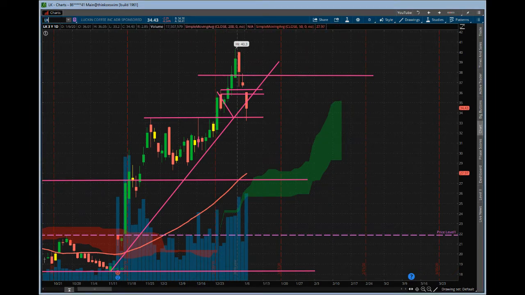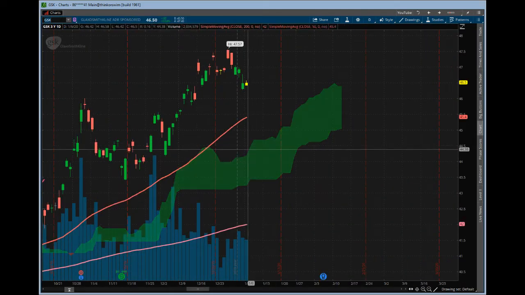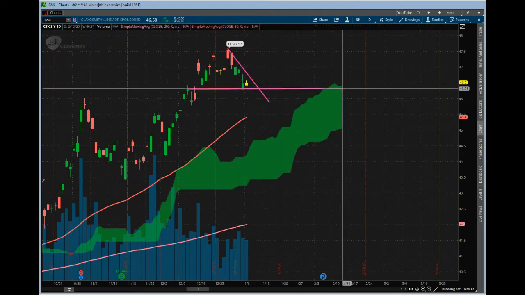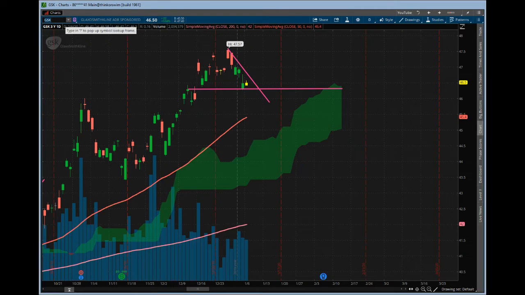And then GSX, inside day. This is an ADR, so you're going to see this one gap around and stuff like that. But right now we're seeing a trend line right here. We'll see if we can hold these support levels. So see if we can get inside day up, close over that trend line, and try to work its way back up.